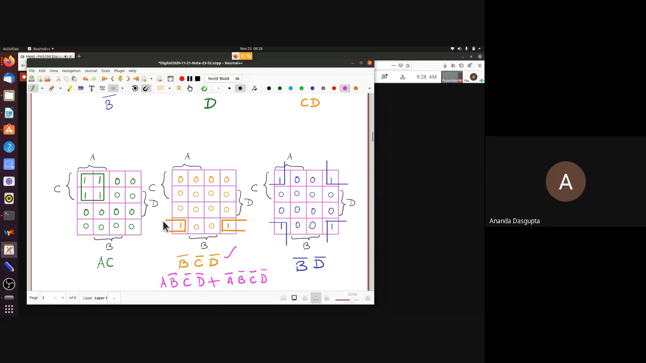The Karnaugh map way is just I see that these two together form a rectangle of 2. So either look for 8 or 4 or 2. Of course, you could look for 16, but 16 would mean every one of the cells is 1. That's the trivially true statement or trivially true function.